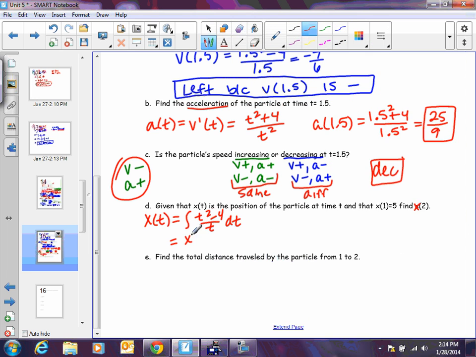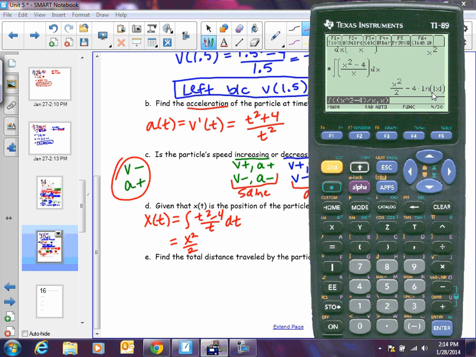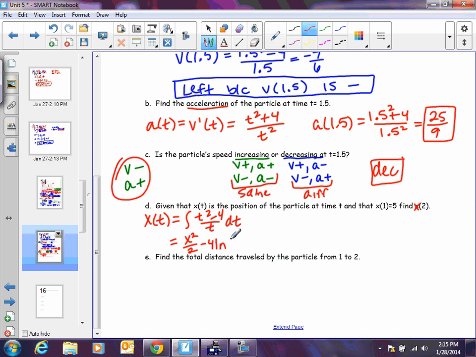Okay, so we get x squared over 2 minus 4 natural log of x. And I'm going to write it right here. And then I'm going to go ahead and add plus c because I haven't done any bounds or anything, so I know the plus c should be there. All right, I haven't finished. That was really just the prep work. Because then they tell me that x of 1 equals 5. How am I going to use that information?